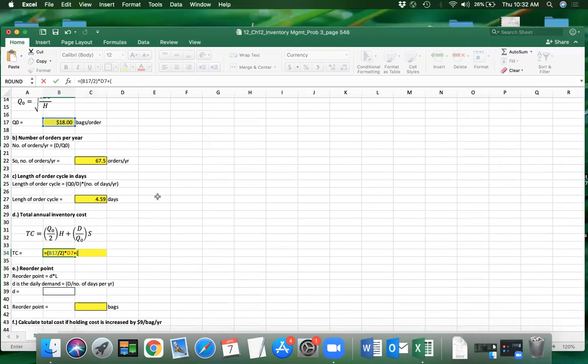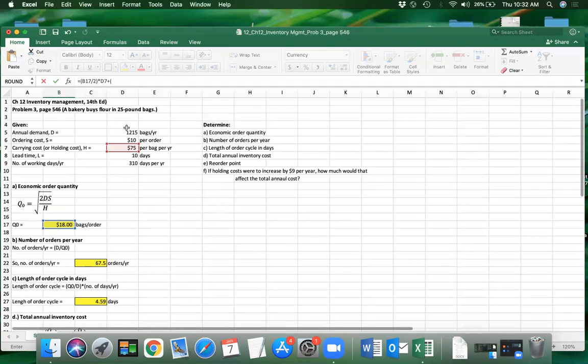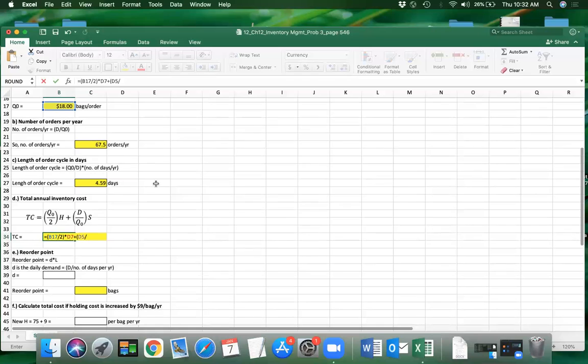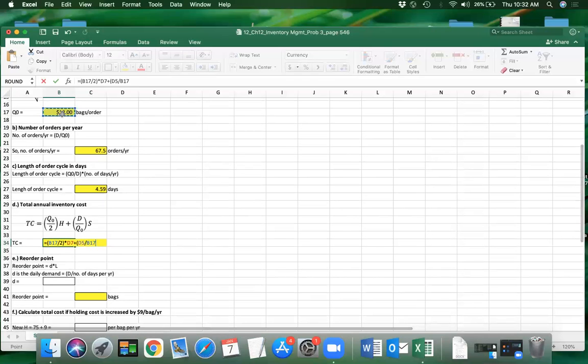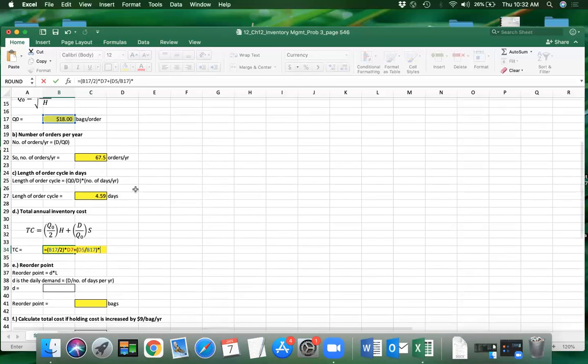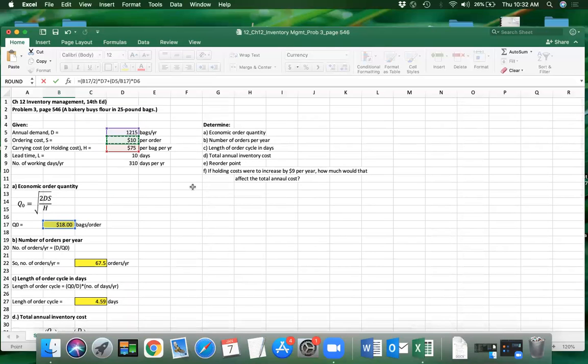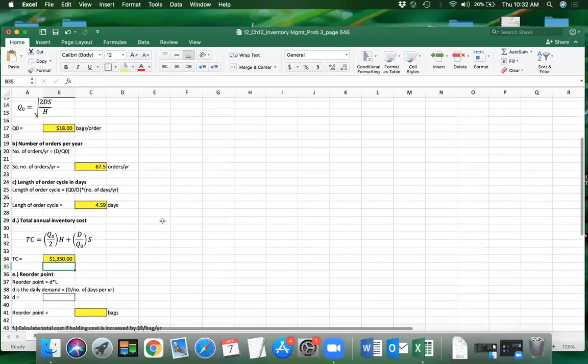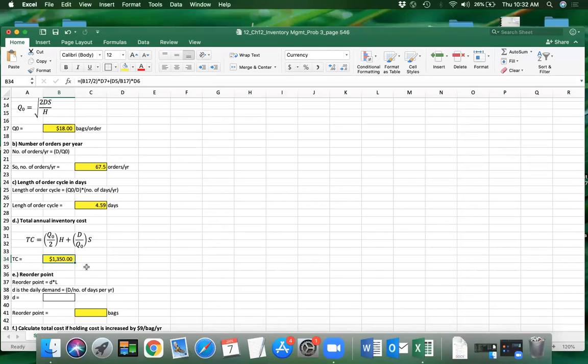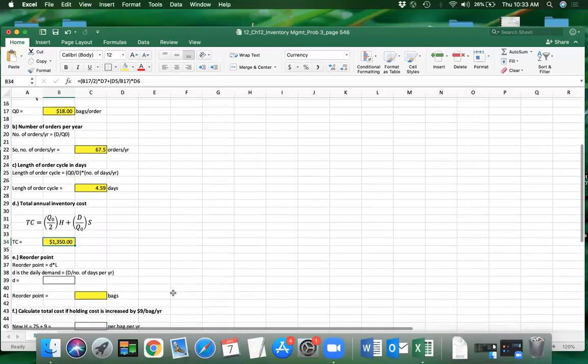Plus open parenthesis annual demand, which is D over economic order quantity again, times ordering cost, which is 10. So that gives me total annual inventory cost is $1,350. So this is how much it's going to cost me to order the inventory as well as to maintain the inventory in my system. That's something to keep in mind.